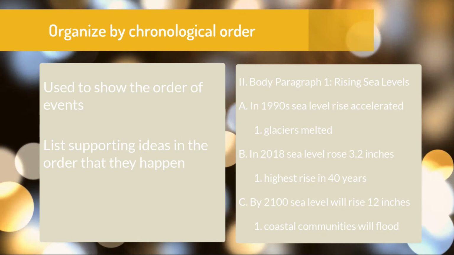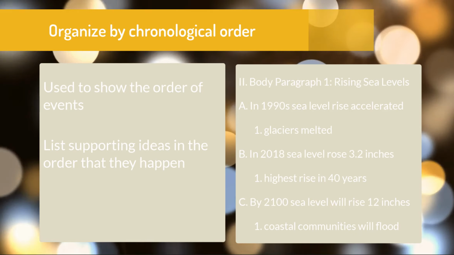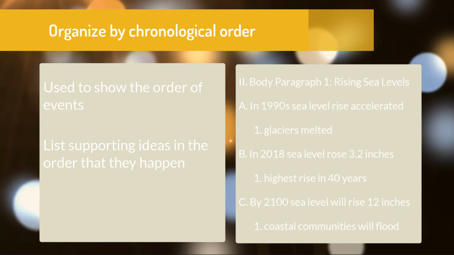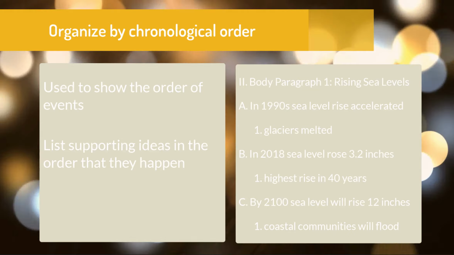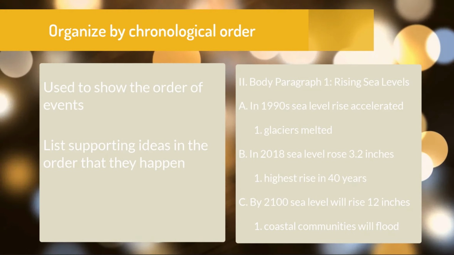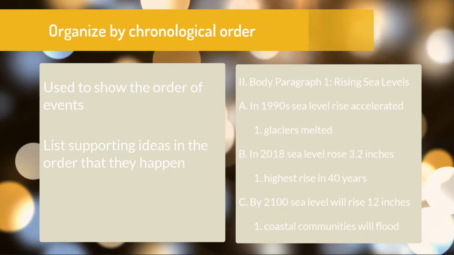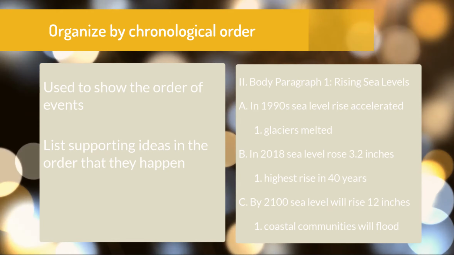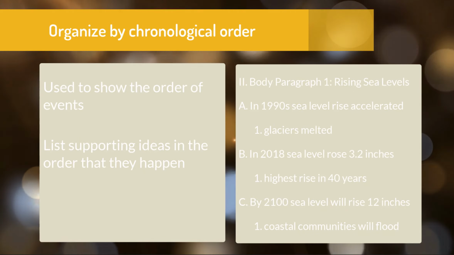Chronological order is the best way to organize these details because they are about time. The writer wants the reader to see how the effect progressed over time. If the writer put these details in a different order, it would make the paragraph confusing to the reader. So, it is important to use chronological order because the order of events and time is important.